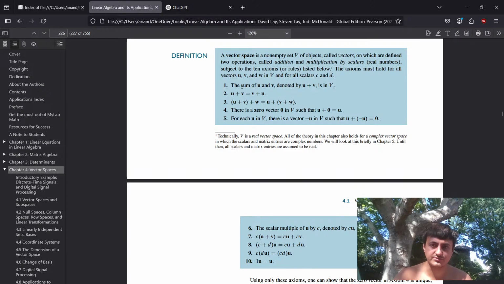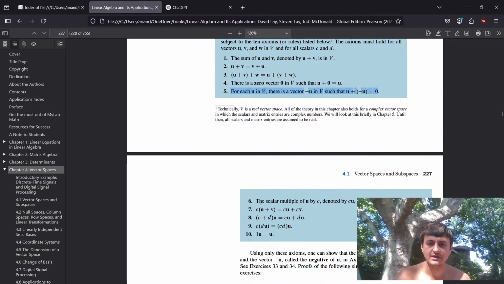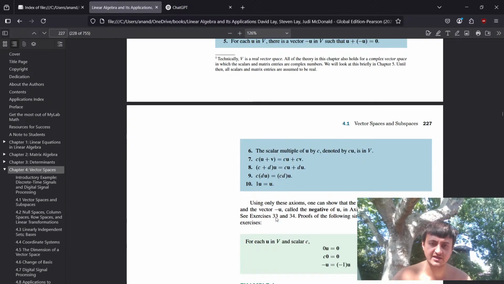Now we have a closed operation, which is plus, and the plus is commutative and associative. Also we have additive identities. We also have an additive inverse. Then we have scalar multiplication is closed. Then we have distributivity of scalars over vectors, and distributivity of vectors over scalars. Then we have associativity of scalar multiplication. And finally, we have the multiplicative identity of scalars.